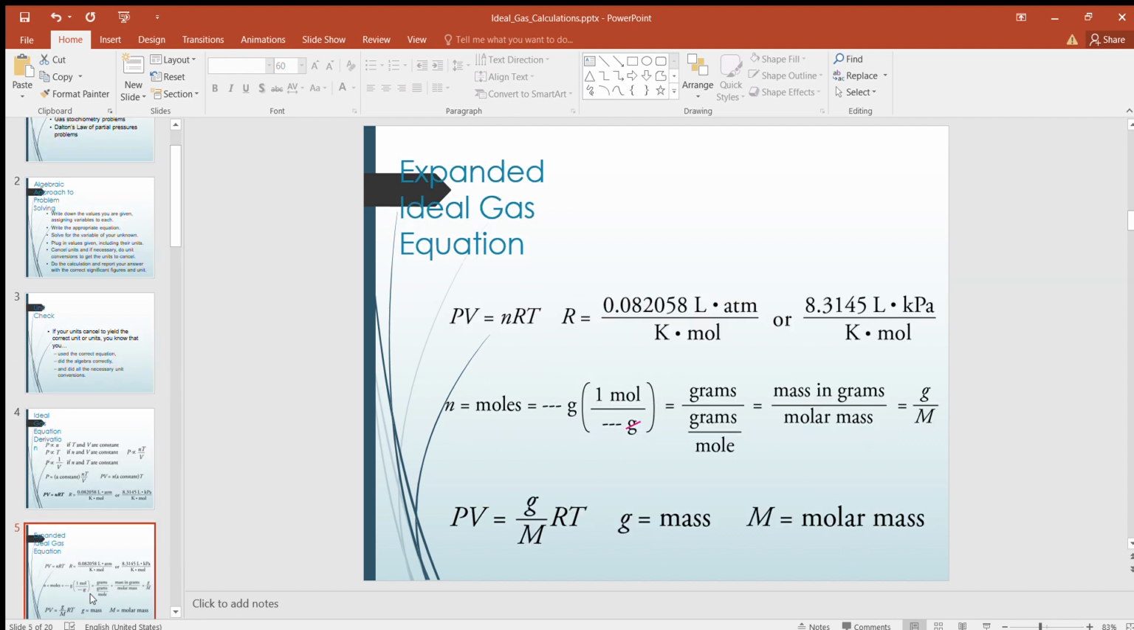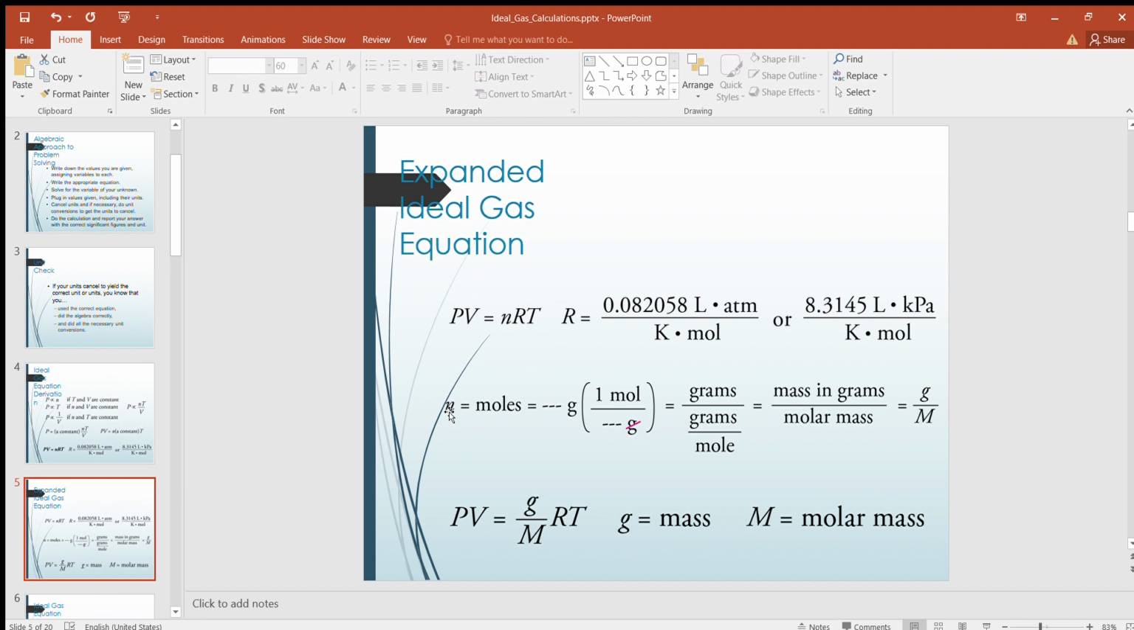Now the expanded ideal gas equation. We can say that PV is equal to nRT, and R has two units, as we already saw, and n is equal to moles. Moles is nothing but whatever mass is given. Suppose we have nitrogen gas, and the mass of the gas is 2 grams, so n would be 2 upon the molar mass of nitrogen, which is g upon M, the given weight upon the molecular weight of the gas. Now if we replace this, PV will be g upon M into RT, where g is the mass and M is the molar mass of the gas.